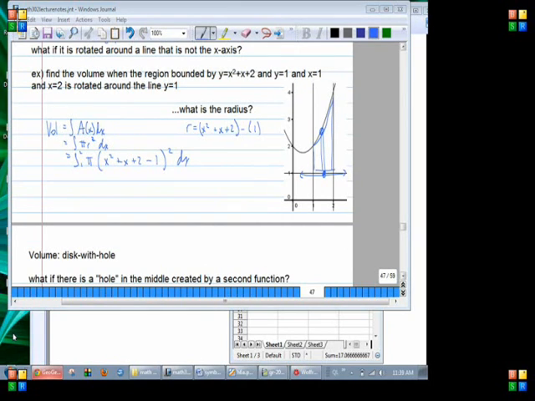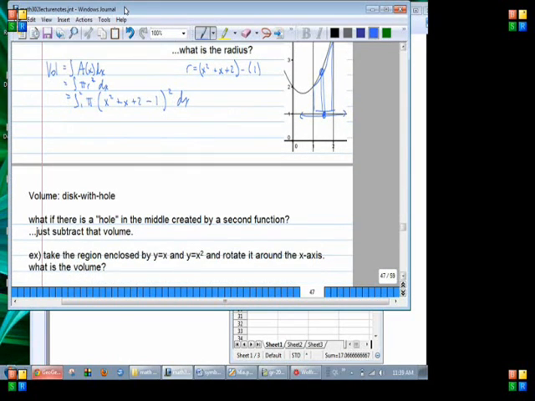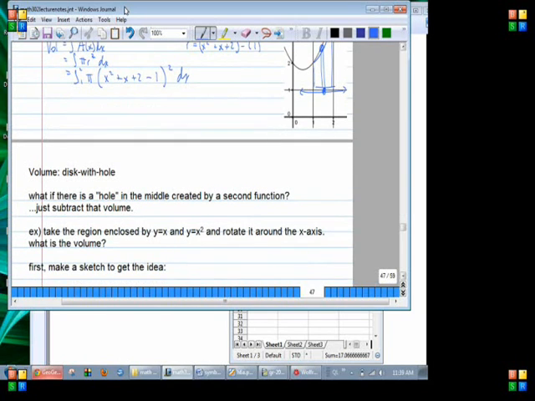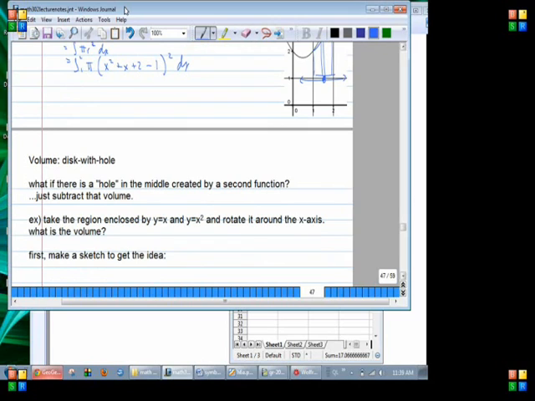One more idea, which again is an extension of what we already know. It's just with one tiny twist. What if there is a hole in the middle created by a second function? You just subtract away that part. So what do I mean by that? Take the region enclosed by y equals x and y equals x squared and rotate it around the x-axis.